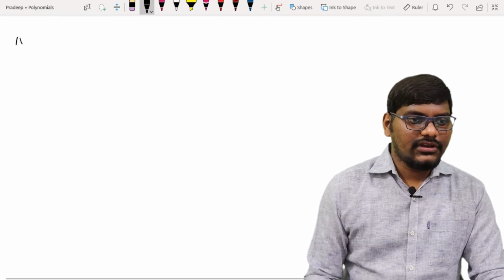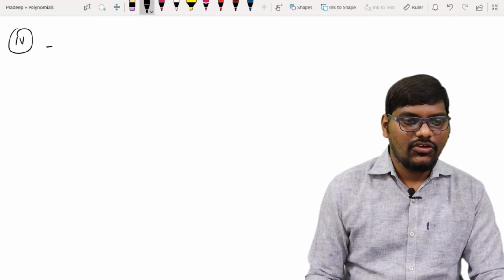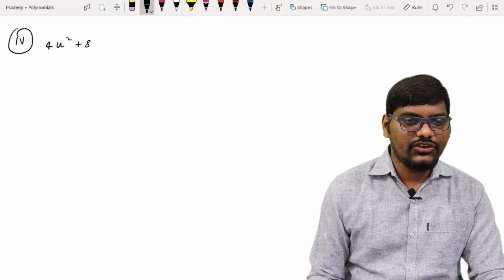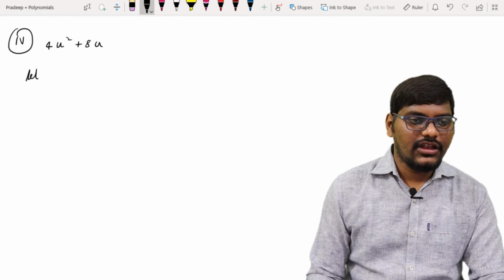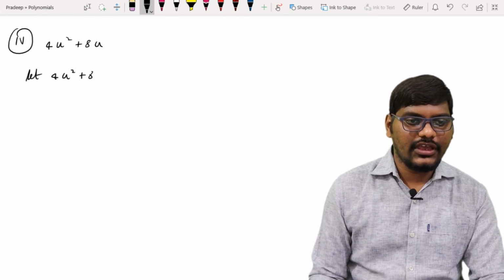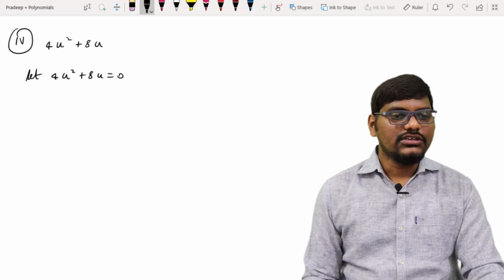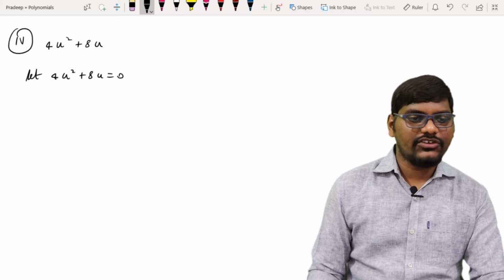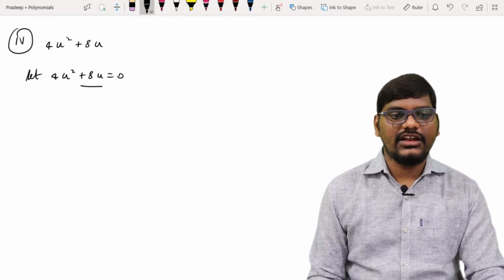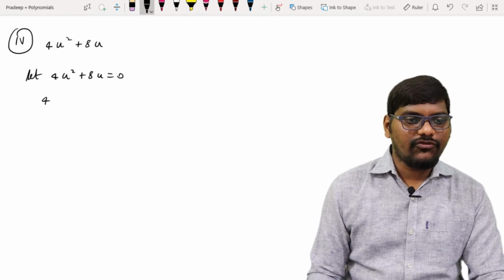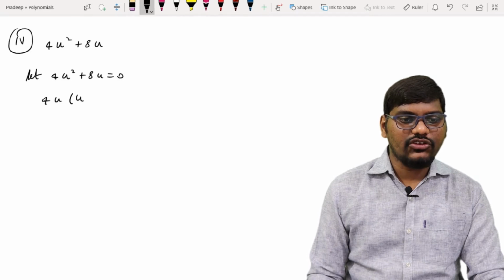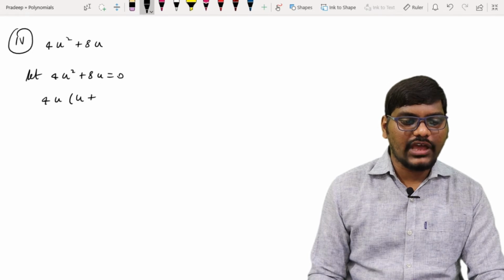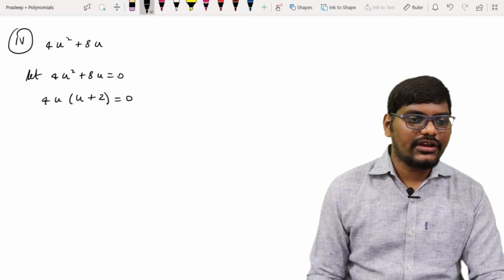So I'm writing the next one, the fourth one. The question is 4u square plus 8u. So let's rewrite this as 4u square plus 8u equal to 0. In this equation, a multiple of 4 is there in both terms, so I can take 4u common. If I take 4u common, here I'll remain with u, whereas in the second term u is coming out, and the remaining multiple is 2, since 4 2s are 8.